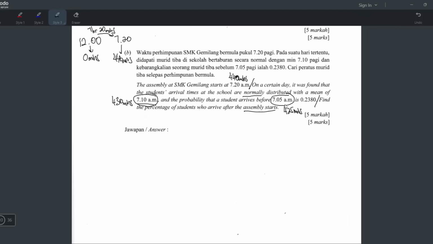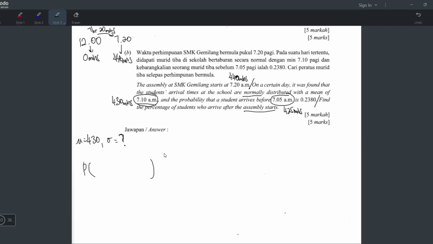Now I think it's much easier to write the information. The assembly starts at 7:20. Okay, I think this one is not that important maybe. And then what I want is the mean, right? Yeah, the mean is 430. Okay, what about the standard deviation? Oh, standard deviation is not given, but we need it. Definitely have to find it later. And then they give you the probability that the student arrived before this is 0.238.